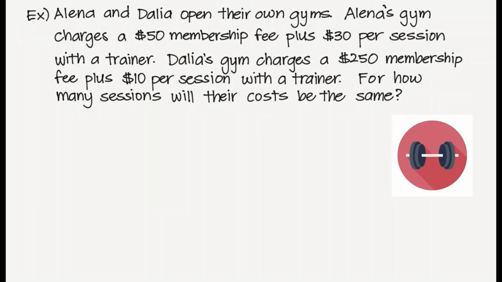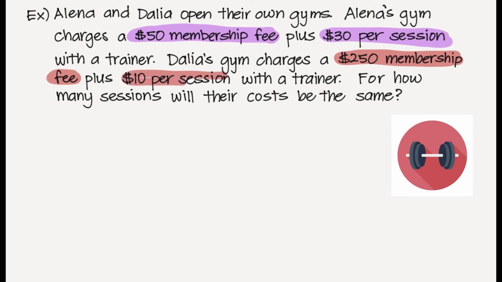So let's go ahead and conclude this lesson with a word problem. Alina and Dahlia open their own gyms. Alina's gym charges a $50 membership fee, plus they charge $30 per session with a trainer. Whereas Dahlia's gym charges a $250 membership fee, plus they charge $10 per session with a personal trainer. For how many sessions will their costs be the same?